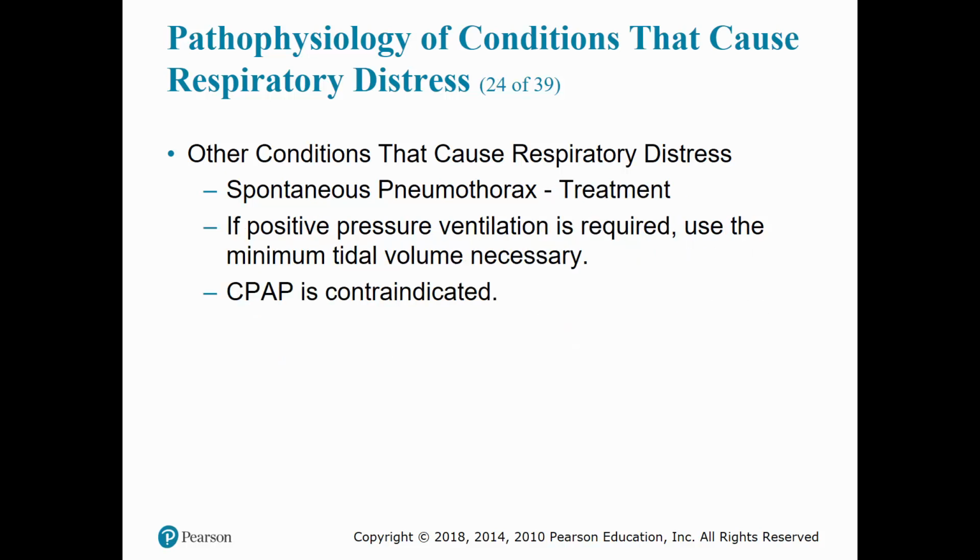Treatment of a spontaneous pneumo, first thing is administration of oxygen to try to maintain an SpO2 of 94%. These patients will require positive pressure ventilation. However, CPAP is contraindicated for these patients, and you want to try to use the most minimal tidal volume necessary to ventilate the patient effectively. We don't want to put too much pressure in because it can cause that pneumothorax to deteriorate even more.